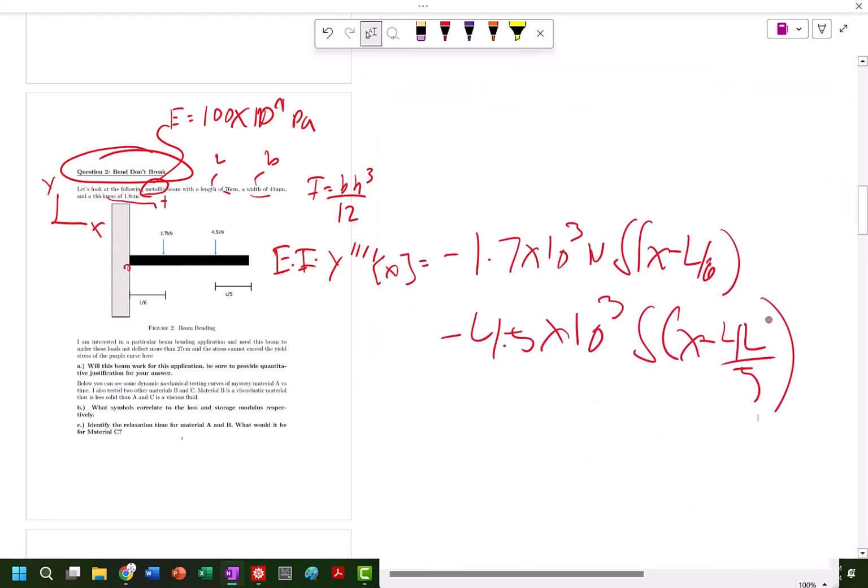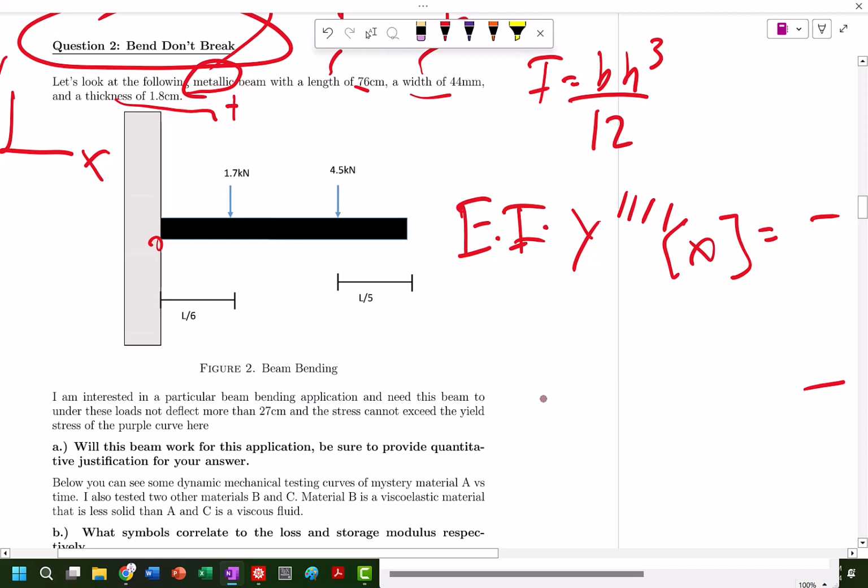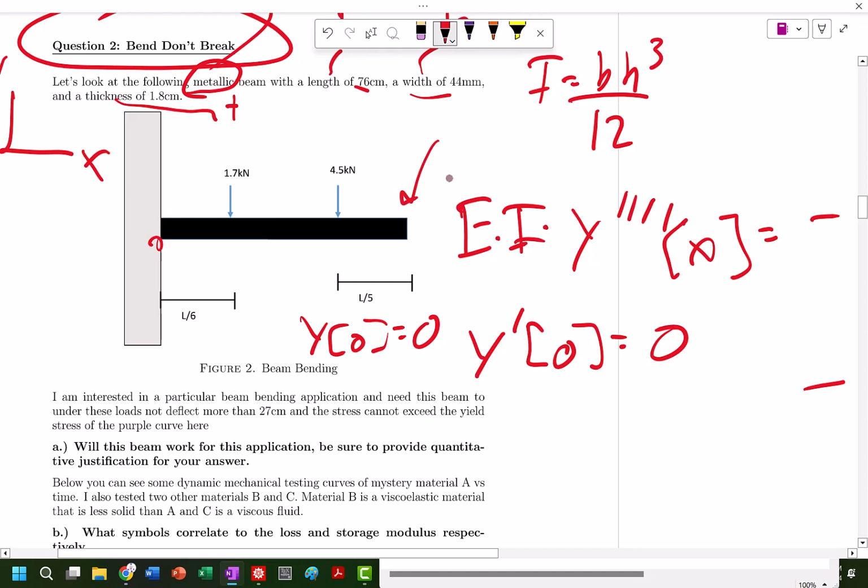So now what are our boundary conditions in this problem? Well, we know that our y of 0 must be equal to 0. The slope at 0 must be equal to 0. At L here, we have basically no restoring moment, so y double prime of L must be equal to 0. Additionally, we know here there needs to be a restoring force.